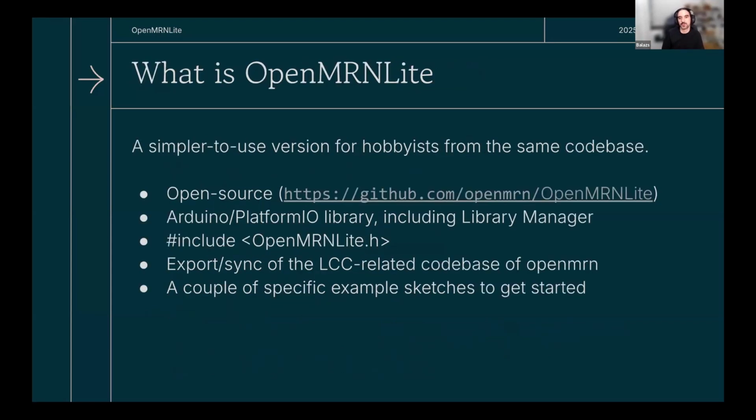So this is OpenMRN. What is Lite? The Lite version is basically a simpler to use version for hobbyists, but it's built off the same code base. That's super important. That means that all of the test coverage that we have built for the ongoing development of OpenMRN benefits OpenMRNLite. It actually is literally building from the same code. This is also open source, but really, it's just a copy of the source code.